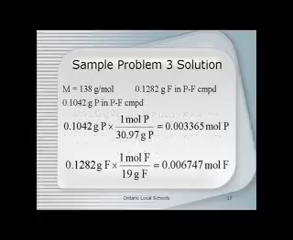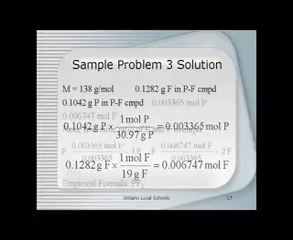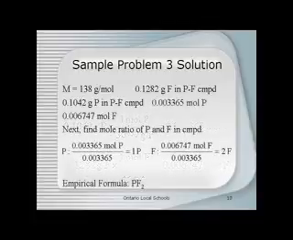Here we have our grams to moles conversions for the phosphorus, 0.1042 grams of phosphorus times 1 mole of phosphorus over its molar mass, 30.97 grams of phosphorus, and we get 0.003365 moles of phosphorus. For our fluorine, 0.1282 grams of fluorine times 1 mole of fluorine over 19 grams of fluorine, and we get 0.006747 moles of fluorine. You can see that on each slide I'm carrying over the data that we've obtained that's important to this problem, so that's always going to be at the top of the slide.